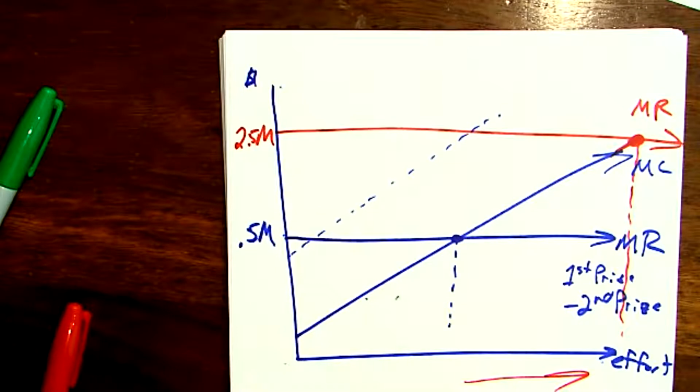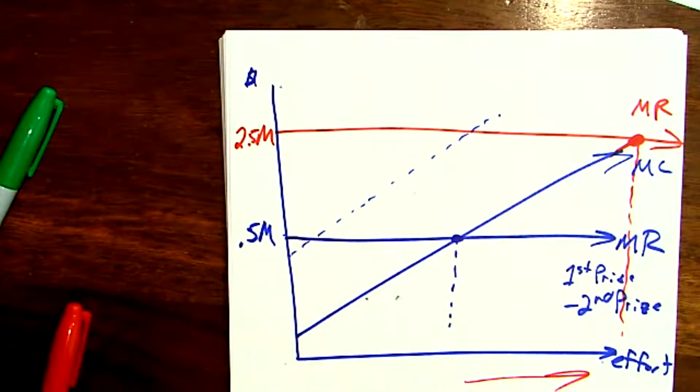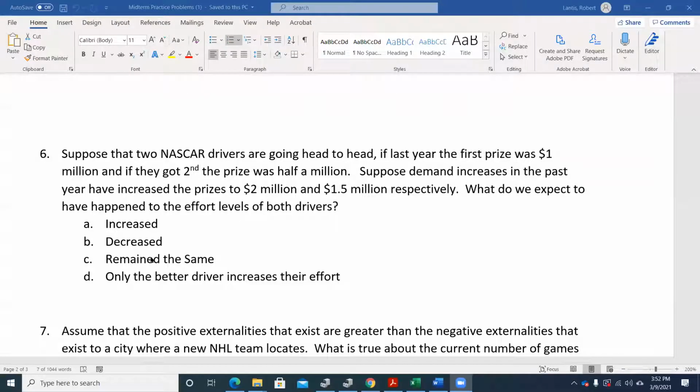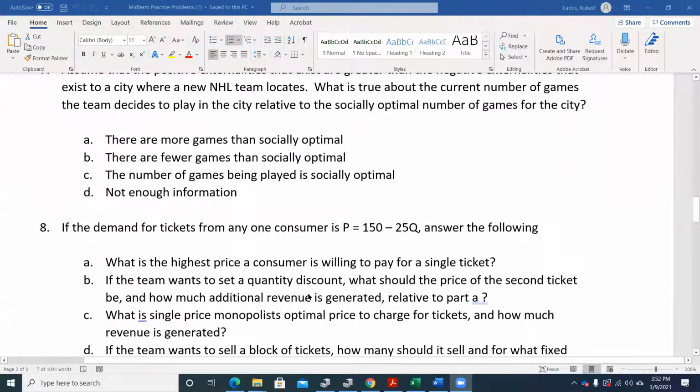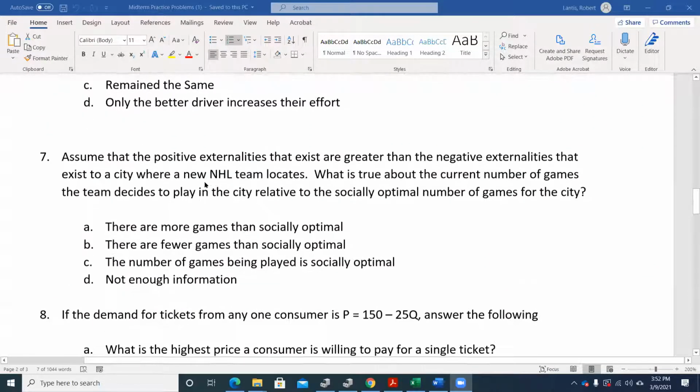Any questions on that one? But in this scenario we were given, the difference in the prizes was the same, so we saw no change in the optimal level of effort. So remain the same would be our answer. Okay? Any questions on that one? Okay with that? I think I want to work through, we'll do 7 then 8.